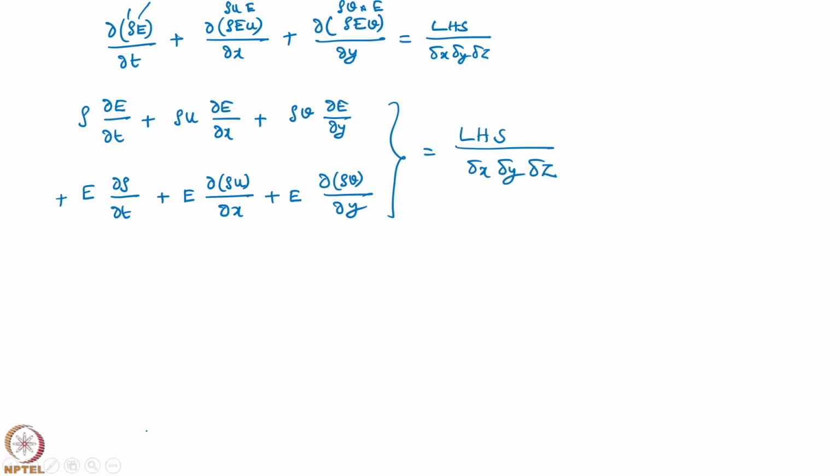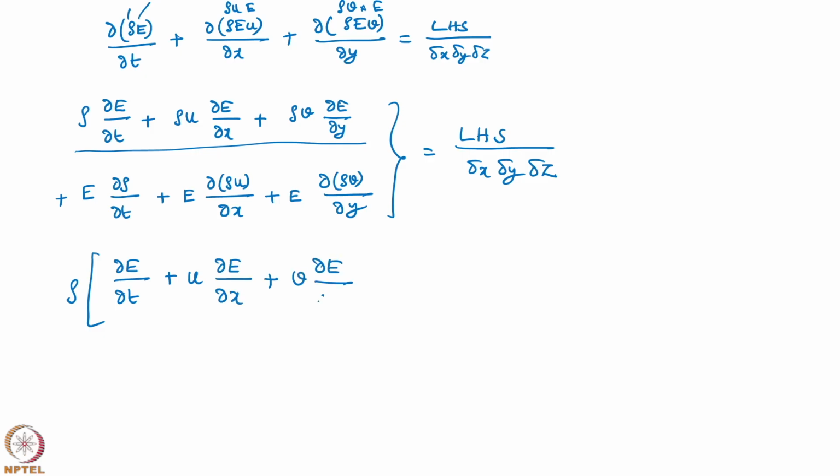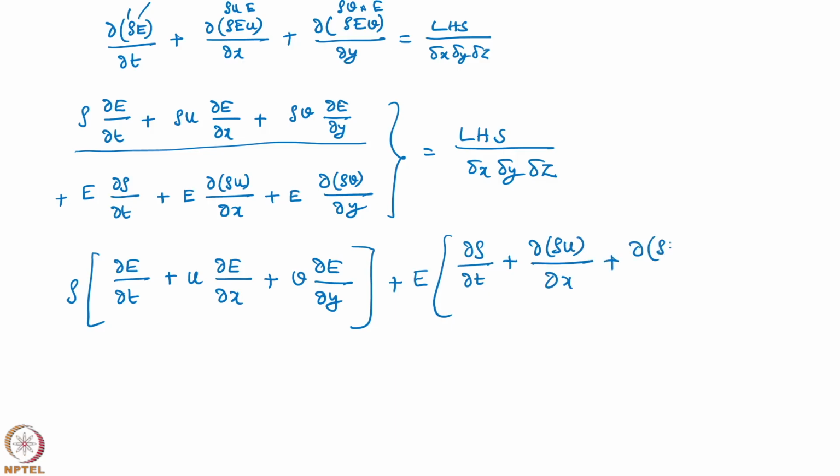So now what you can do is take rho as constant here: rho into dou E by dou t plus u into dou E by dou x plus v into dou E by dou y, plus E into dou rho by dou t plus dou rho u by dou x plus dou rho v by dou y, is equal to the LHS divided by delta x, delta y, delta z.